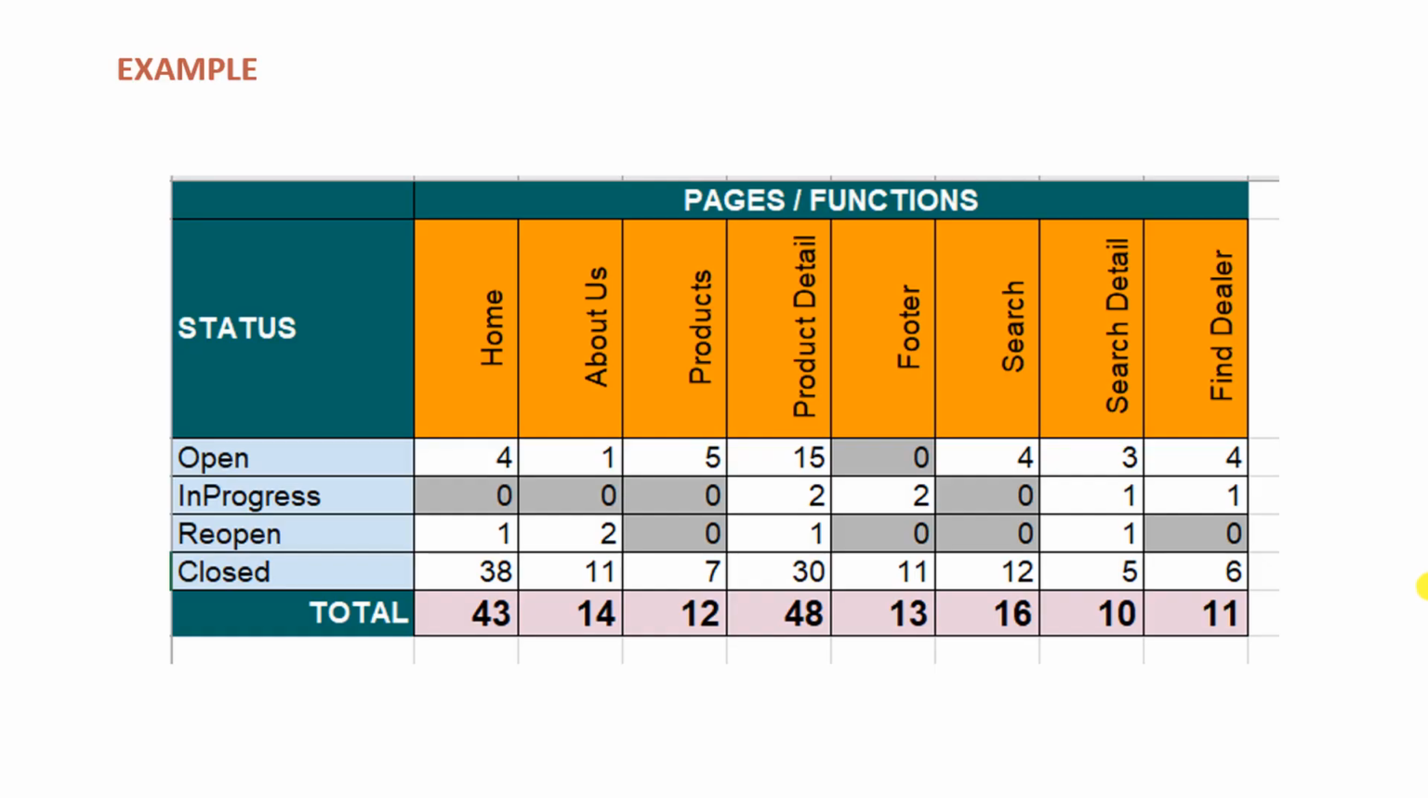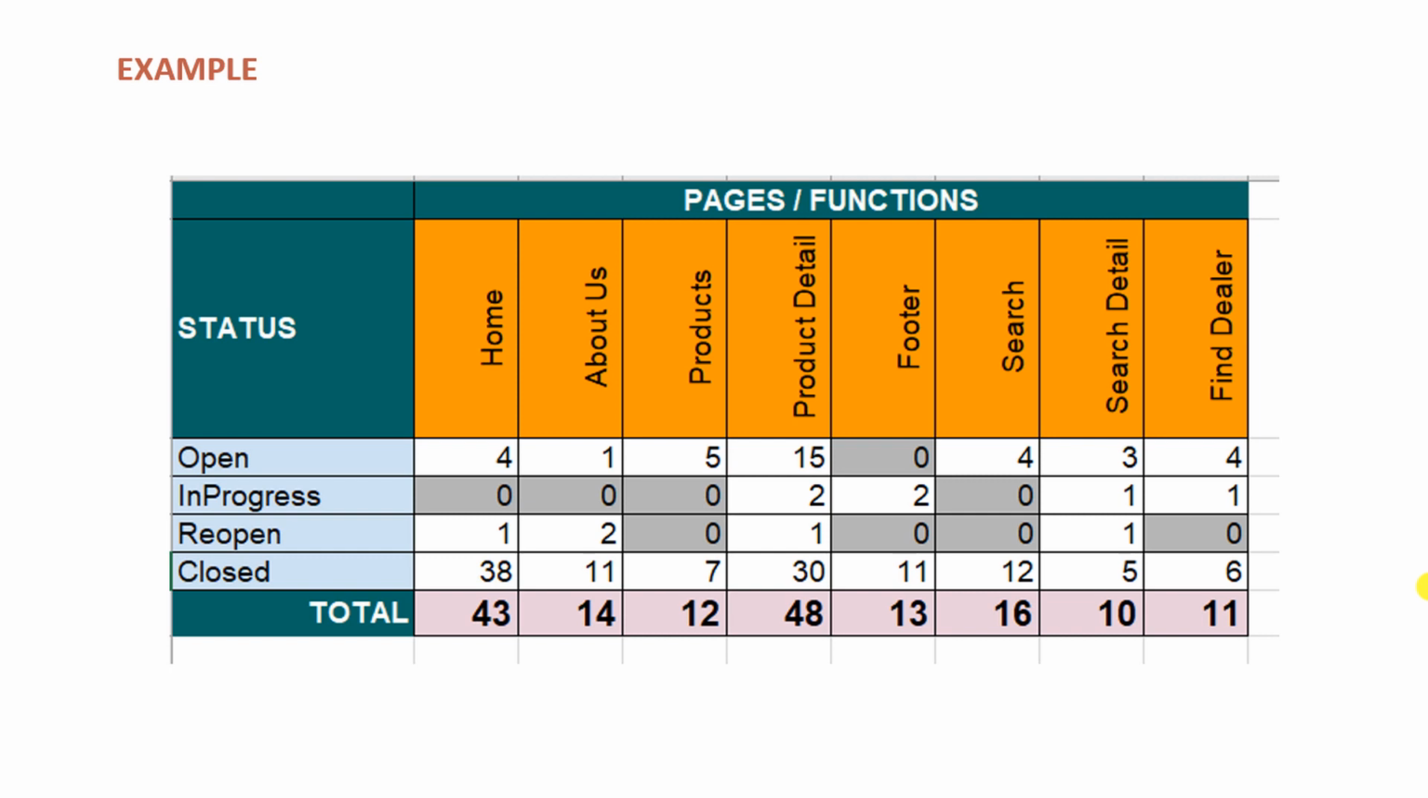Assuming I have an example here, I have the status for some sheets, like homepage, about us, product detail, footer, search detail, and file dealer. In each sheet, I have four statuses: open, in progress, reopen, and close. After that, I will do some calculation to calculate how many bugs or other tickets are open, in progress, reopen, or close for the sheets. So in this video today, I will guide you how to do it in Google Sheets.